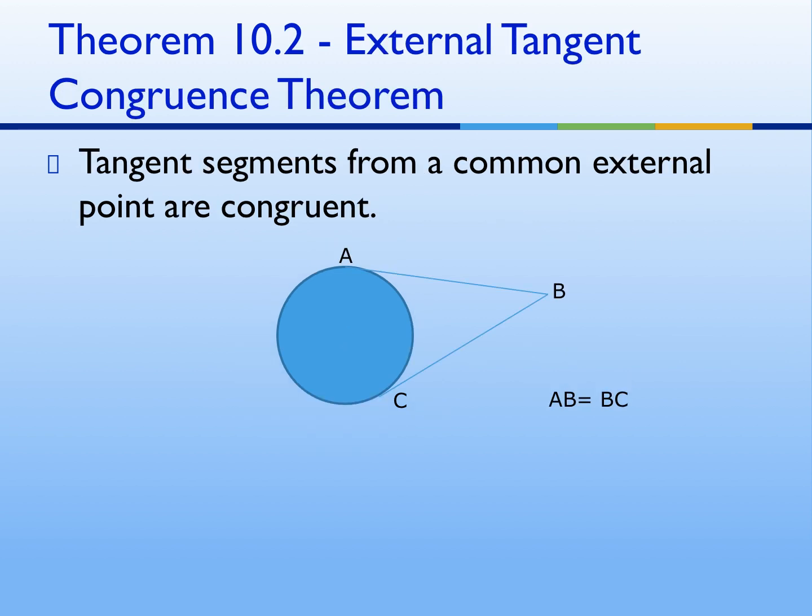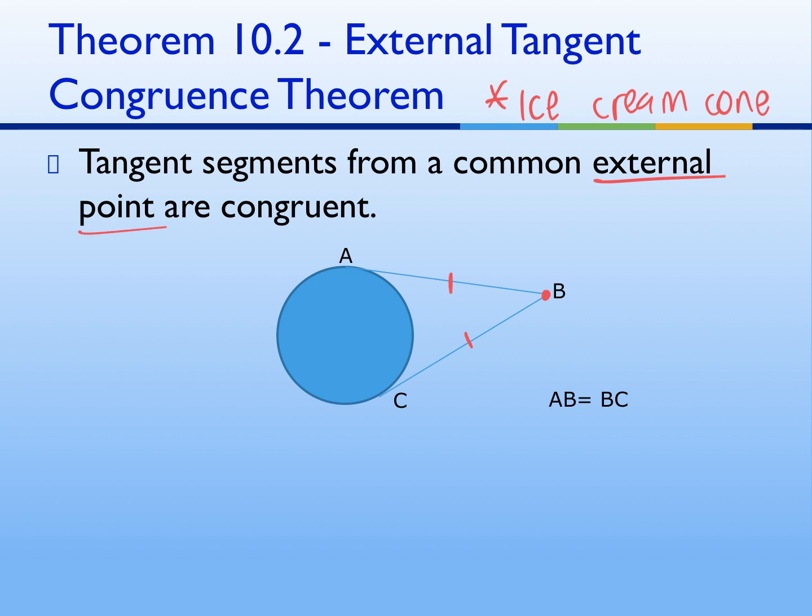All right, and then the external tangent congruence theorem. Guys, just as a little side note, I like to explain this one as an ice cream cone. What this theorem says is the tangent segments from a common external point must be congruent. The common external point here is point B. So the distance from B to the point of tangency A is the same distance from B to the point of tangency C.